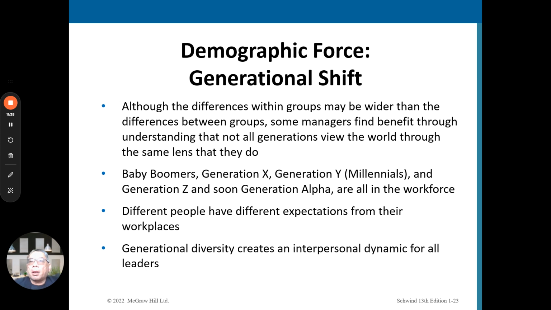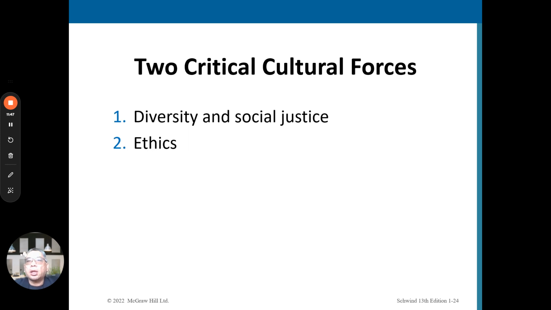Different people have different expectations from their workforce, that is correct. Generational diversity creates an interpersonal dynamic for all the leaders. There are two critical cultural forces. Number one is diversity and social justice. Number two is ethics. Remember, diversity is key to our sustainable workforce. And with ethics, we must have good ethics and no bad ethics. We have seen a number of companies that went bankrupt, such as Enron, because of bad ethics.